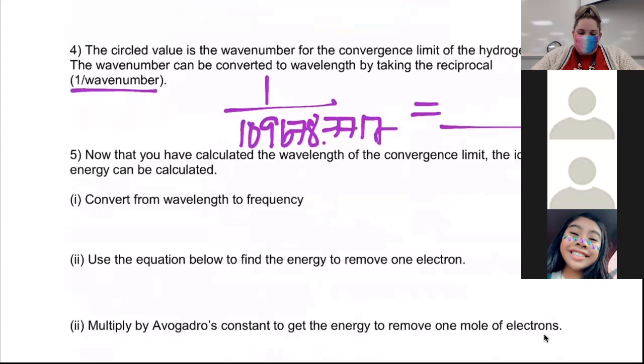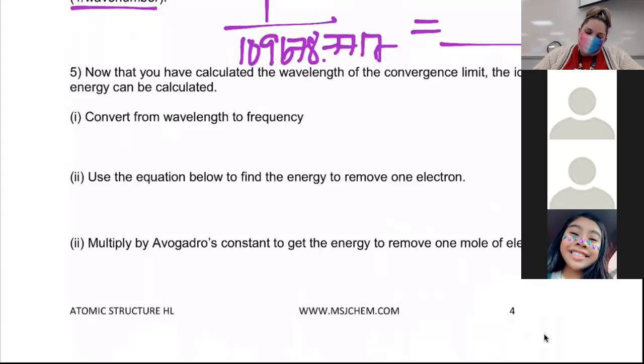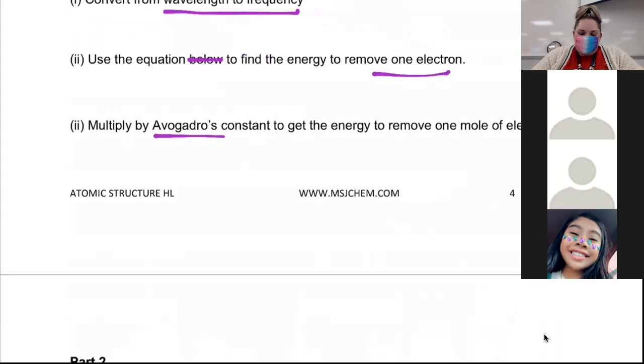So on number 5, you're doing what we just looked at in the example. It says now that you've calculated the wavelength, you can calculate the ionization energy. Number 1, convert wavelength to frequency. That's using the speed of light equation, so you're using the speed of light and wavelength to calculate the frequency. Then you're using the energy equation, multiplying Planck's constant by the frequency to find the energy to remove 1 electron. The last thing it says is to multiply by Avogadro's number, or Avogadro's constant, to get the energy for 1 mole. And it doesn't say this, but you should always at that last step divide by 1,000 to make sure it's kilojoules per mole.